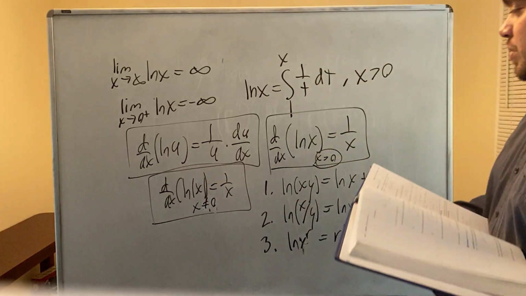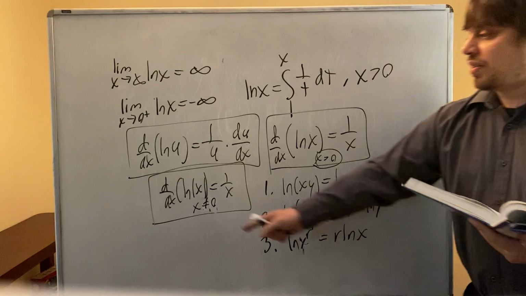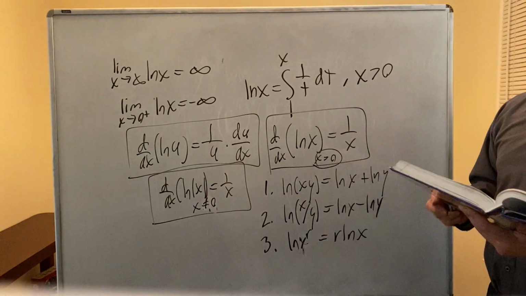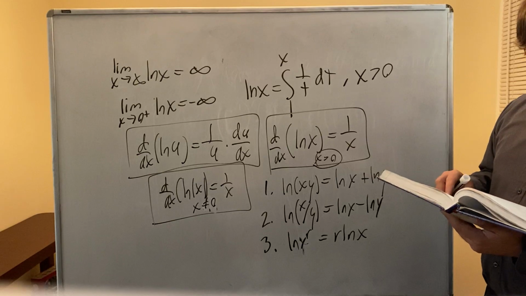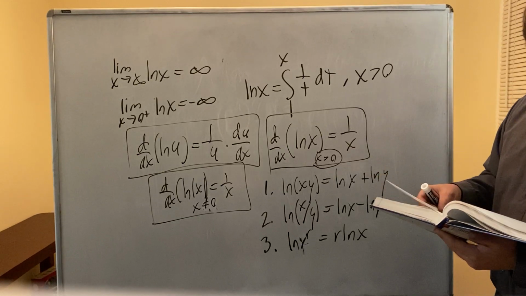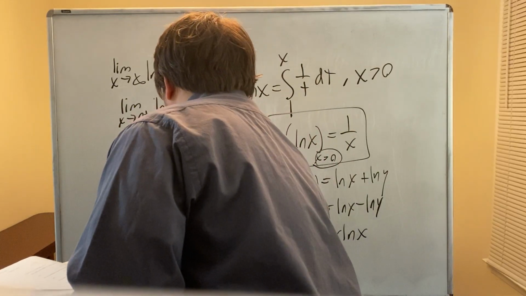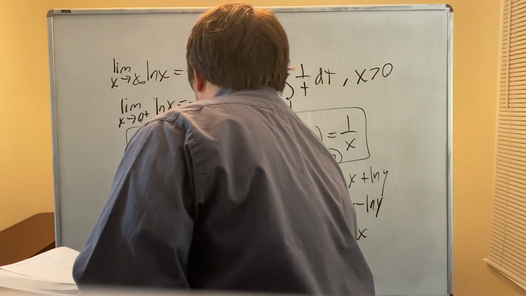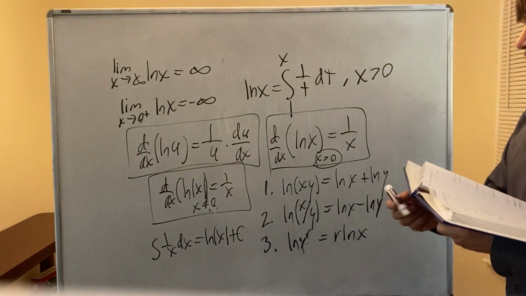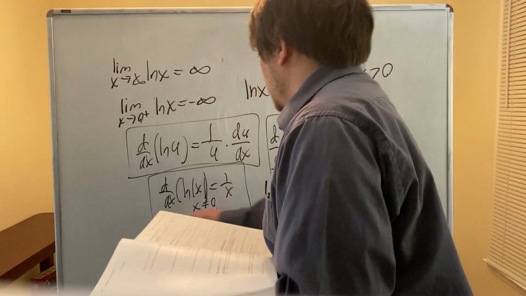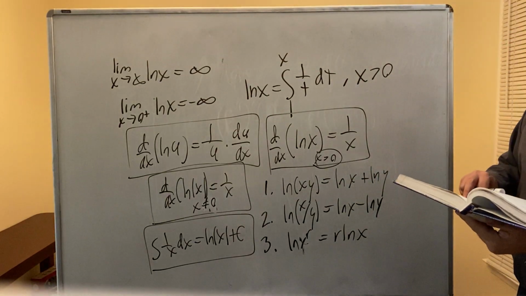So we can define the ln of the absolute value of x on every non-zero x. That's the advantage of this equation. And since we have this equation, we also have the integral of 1 over x dx is equal to ln of the absolute value of x plus c. So you need to know that also. Those are four equations you should know.